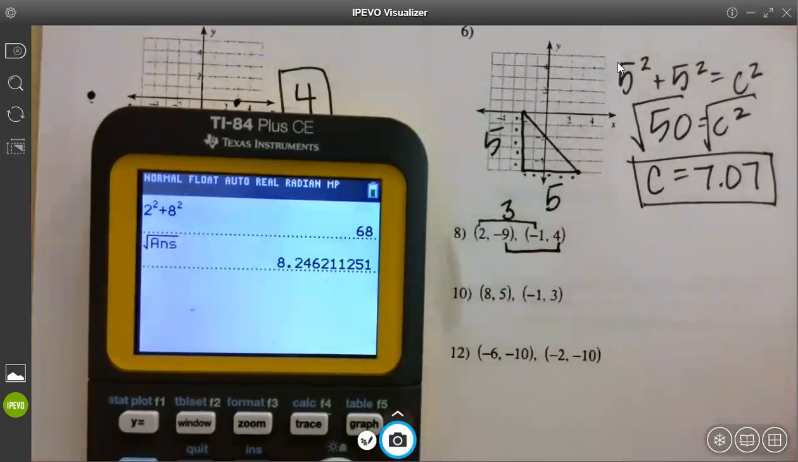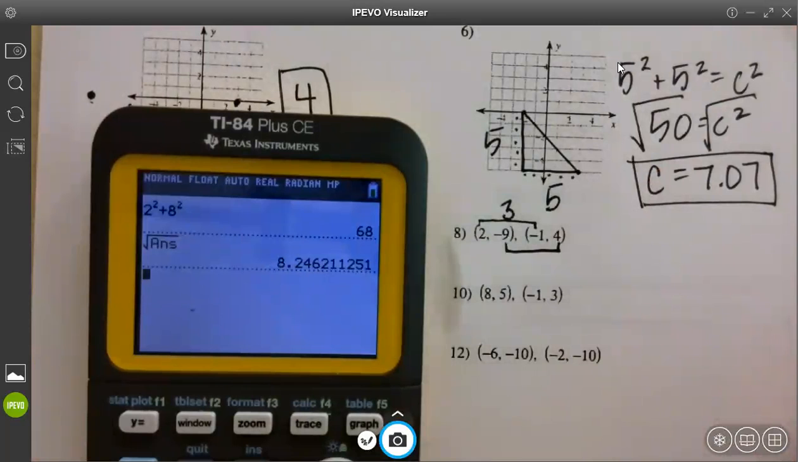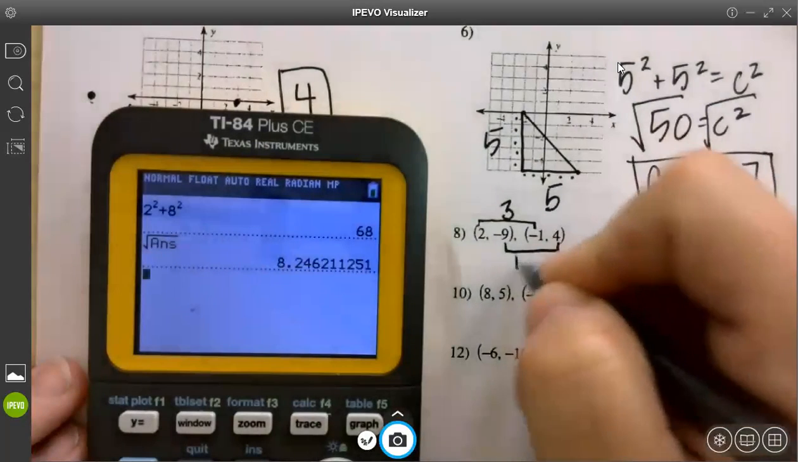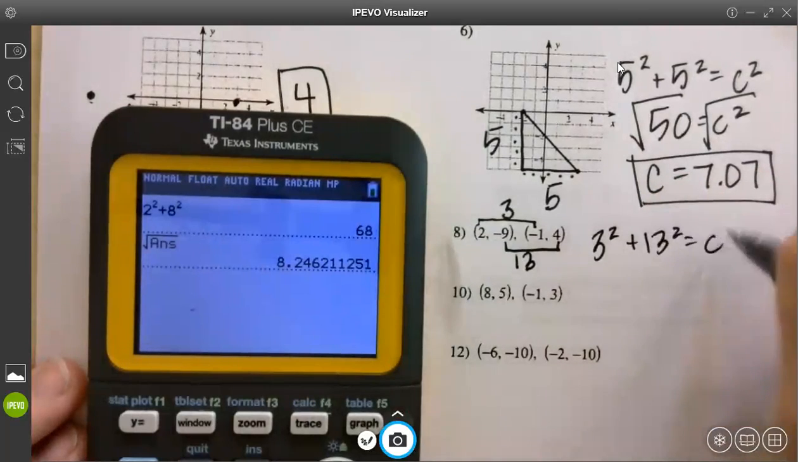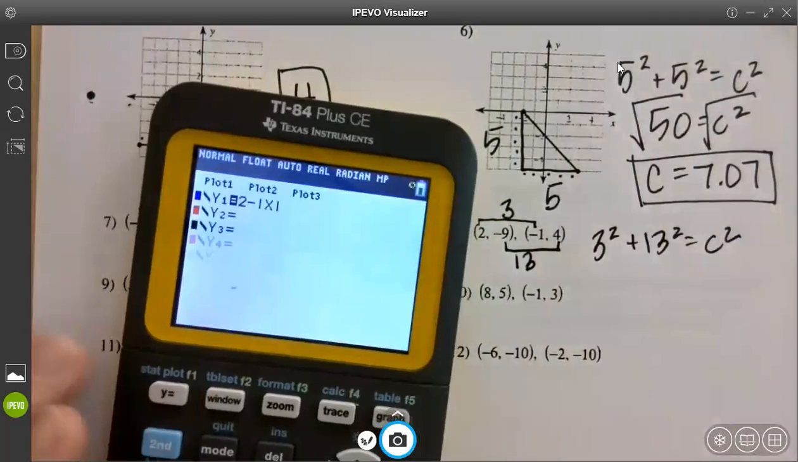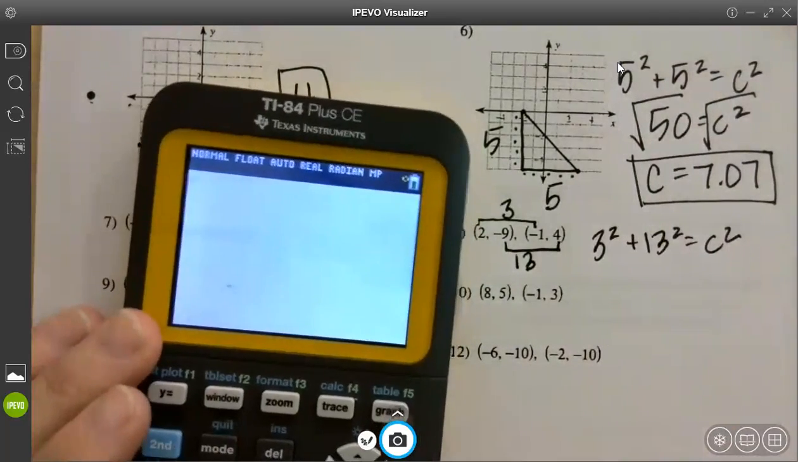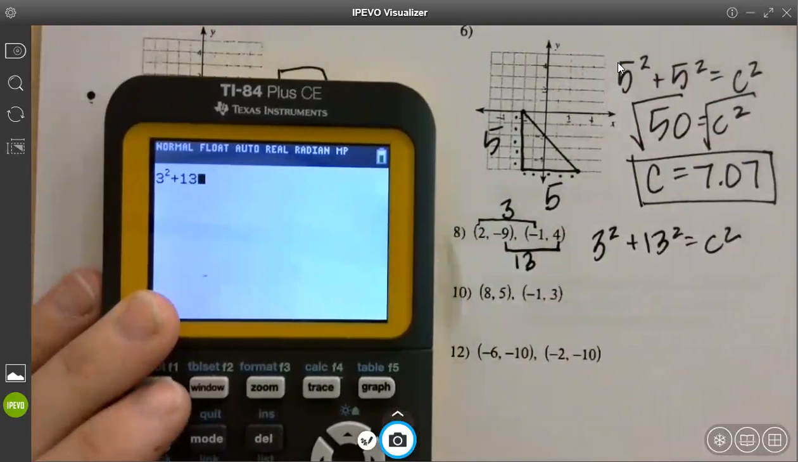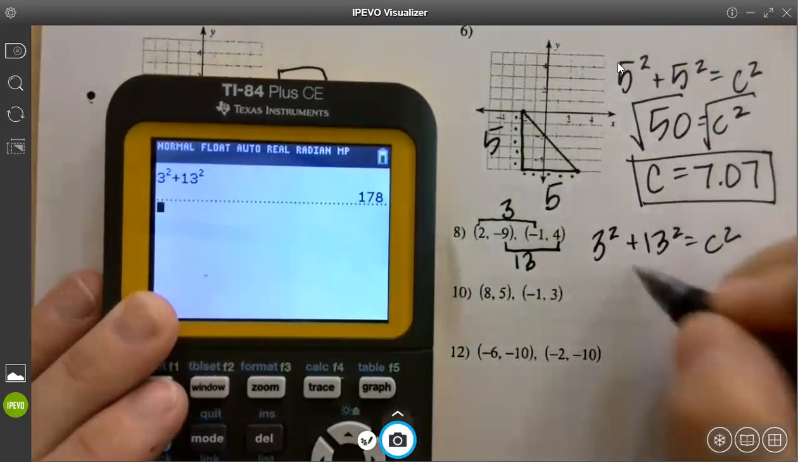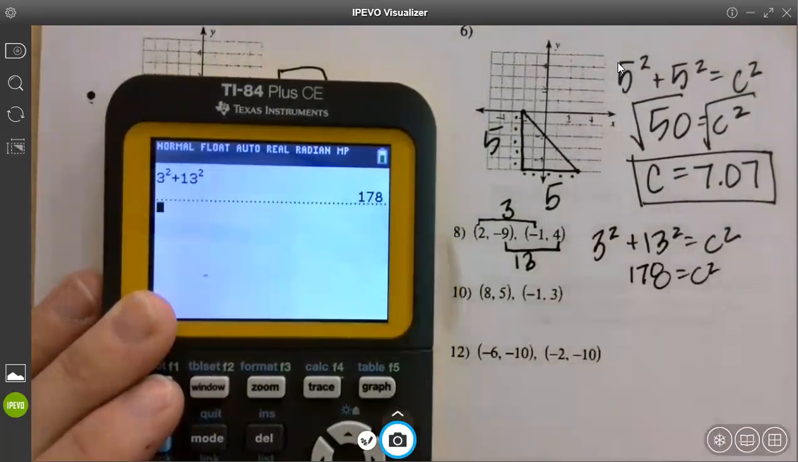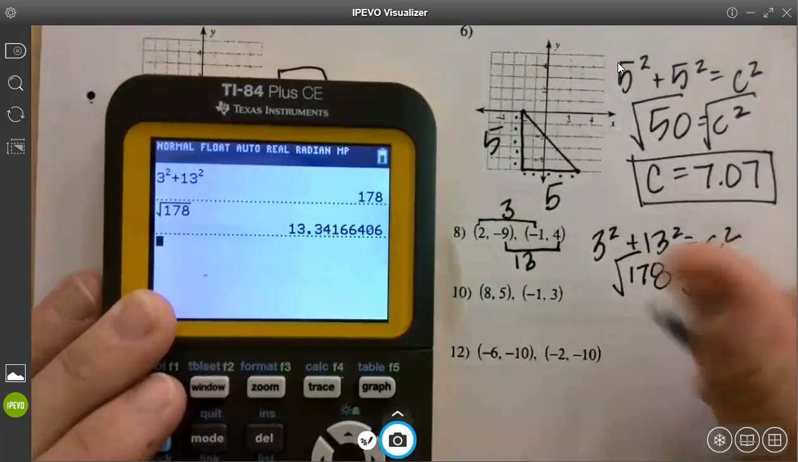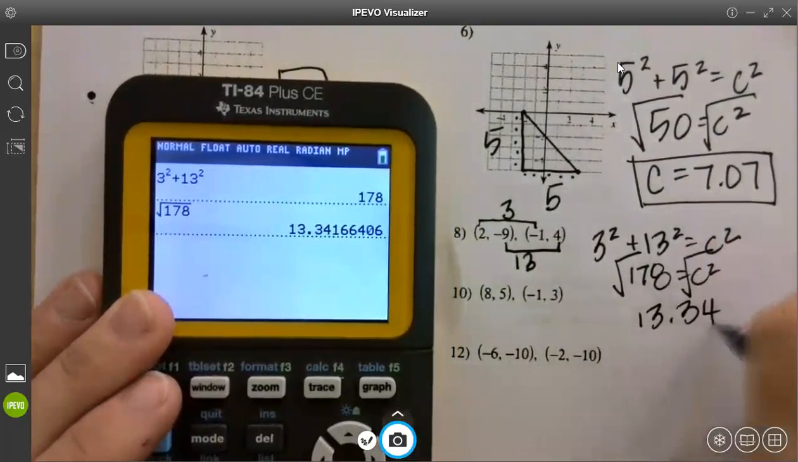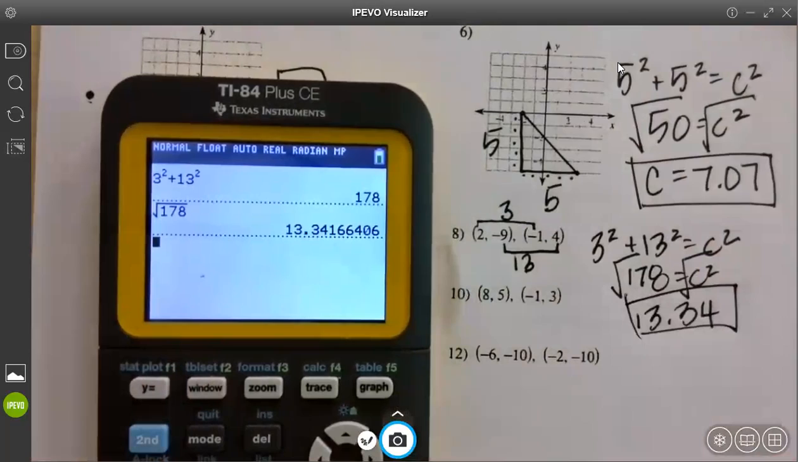All right, negative 9 to 4. How far is it from negative 9 to 4? 13. So those are my two numbers, 3 squared plus 13 squared equals c squared. We're going to do 3 squared plus 13 squared. We get 178. And then we take the square root. And we get 13.34. Try number 12 on your own. Real fast, try it on your own.